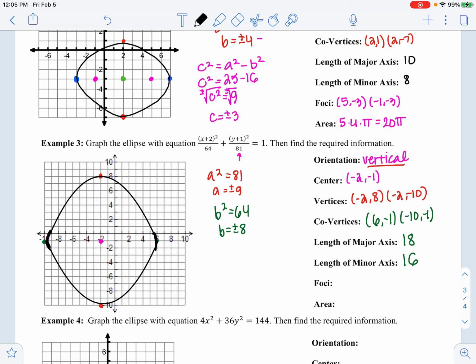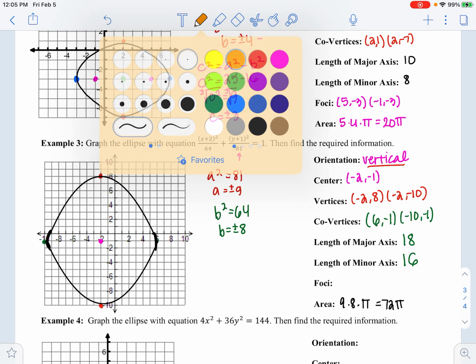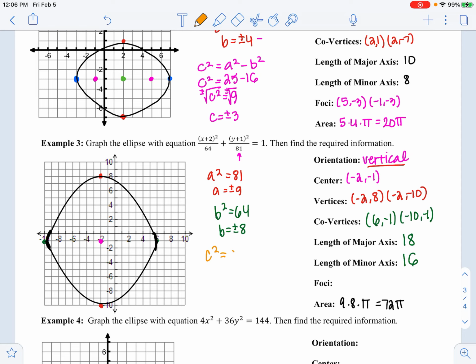All right, so I'm going to do my area while I'm here. It's A times B times pi, 9 times 8 times pi, which is 72 pi. All right, foci are next. Foci I get by doing c squared equals a squared minus b squared. So I have c squared is equal to 81 minus 64.